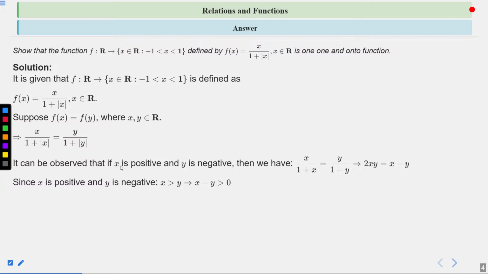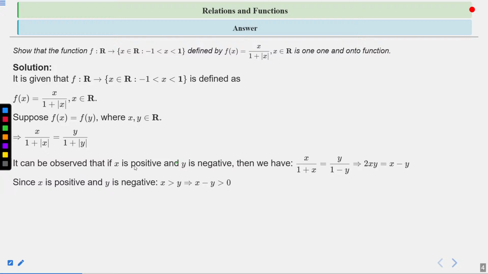Now it can be observed that if x is positive and y is negative, right? We will take different conditions, like whether x is positive, y is negative, when x is negative, y is positive, when both are negative, and when both are positive, right? Got it? So we will check whether by taking different conditions f(x) is equal to f(y) is coming in the domain or not, right?